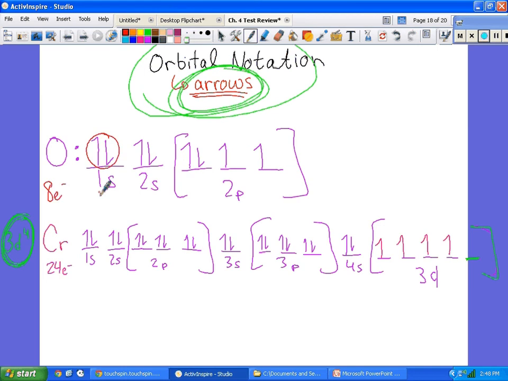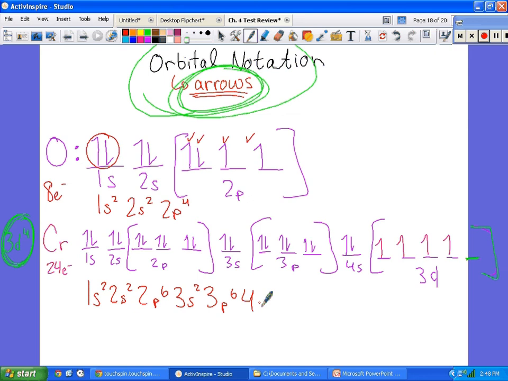It's going to be 1s2, 2s2, and then we have 2p, 1, 2, 3, 4. So it's going to be 2p4. And then the electron configuration for chromium, the longhand version: 1s2, 2s2, 2p6, 3s2, 3p6, 4s2, and then finally we have 3d. Now it's not full, so we have 1, 2, 3, and 4. So it'll be 3d4, and that is the electron configuration for that one.